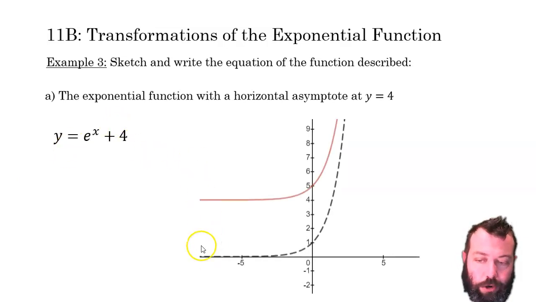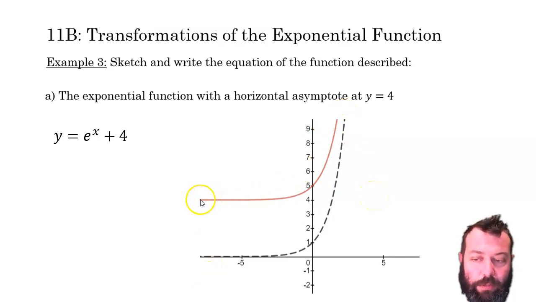The dotted line here represents the original function y equals e to the x. You can see the y-intercept is at 1, e to the power of 0 equals 1. I have a horizontal asymptote being the x-axis, and then it climbs quite quickly to the right. If we take this graph and slide it up 4 units, my y-intercept goes from 1 to 5, my horizontal asymptote goes from 0 to 4, and other than that, it continues to climb on the right. So the red line represents this function y equals e to the power of x plus 4.